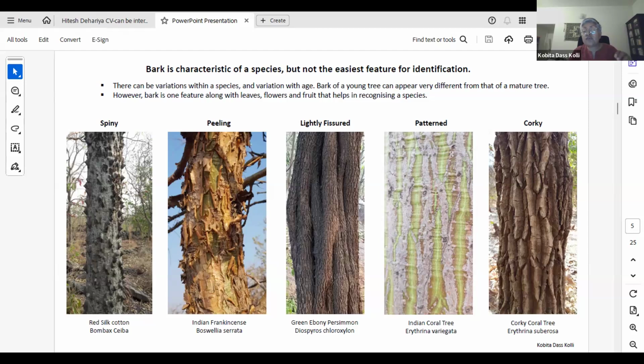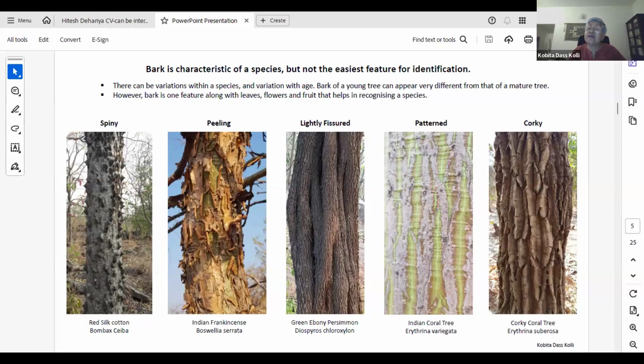If you find a characteristic, like thorns, you can take a close picture of them. For example, the Indian coral tree has this beautiful pattern, so do take a close up of that. But do take one from afar so you can see the whole trunk as well, because sometimes it can be very confusing. If you just see the close up, you need to see the trunk as well.